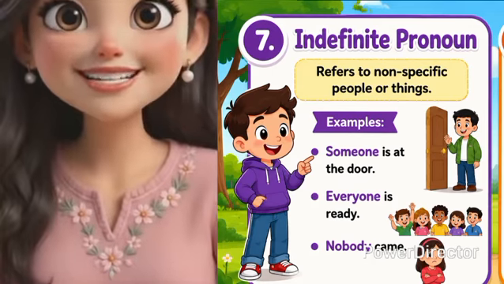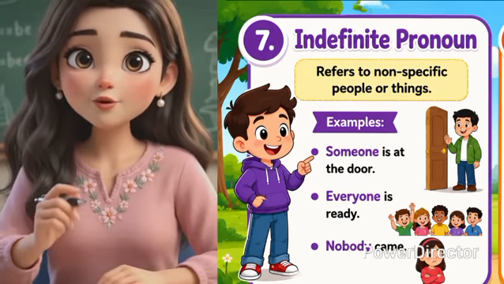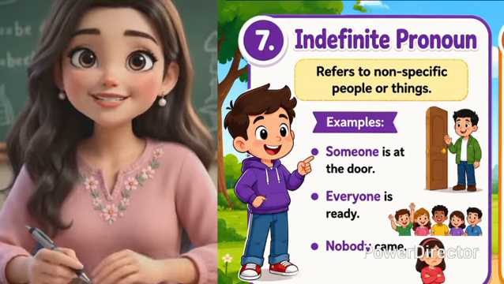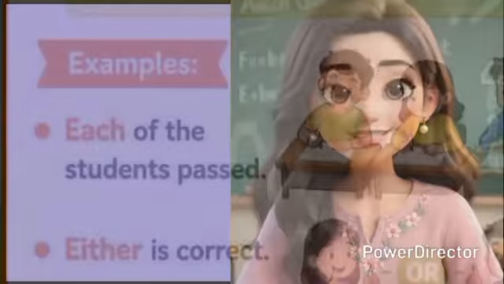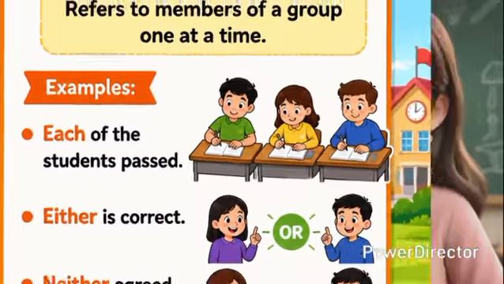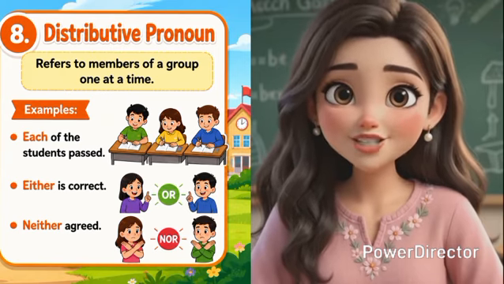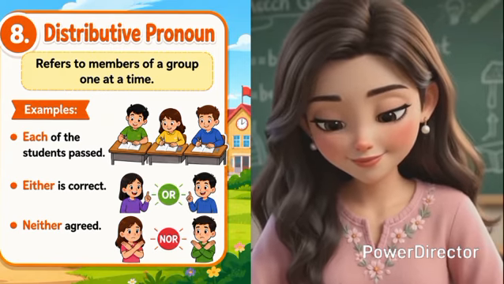Today we will learn about indefinite pronouns. They refer to non-specific people or things. For example, someone is at the door. Distributive pronoun refers to members of a group one at a time. Example, each of the students passed.